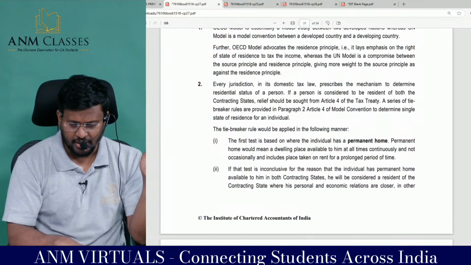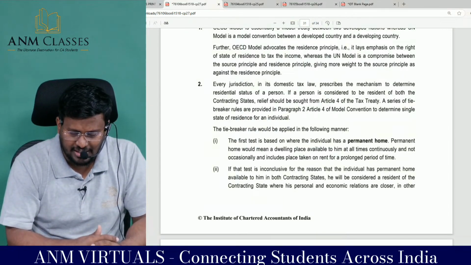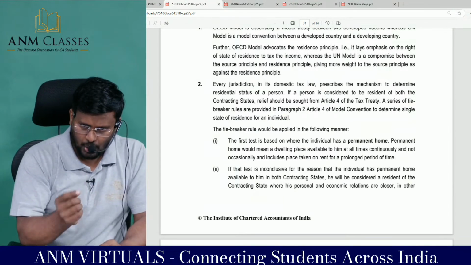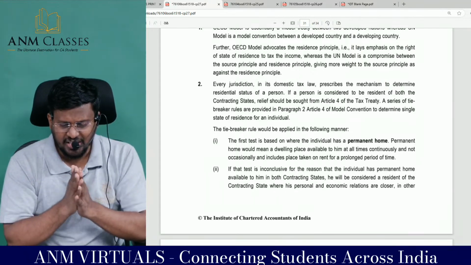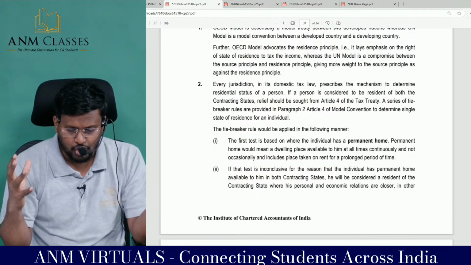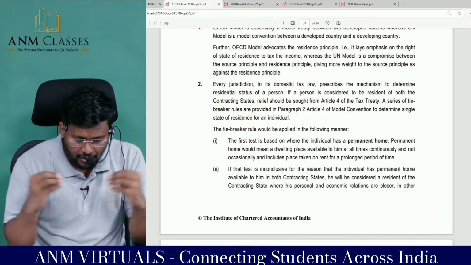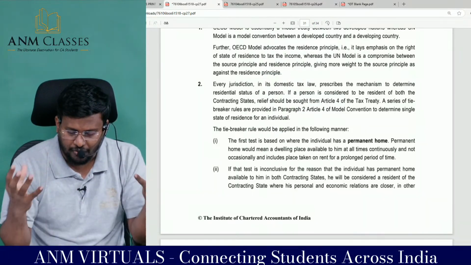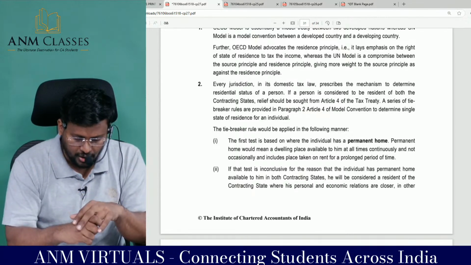Every jurisdiction in its domestic tax law prescribes the mechanism to determine the residential tax status of a person. First, you have to establish the residential status of that particular person. If a person is considered to be a resident of both contracting states, relief should be sought from Article 4 of the treaty. A series of tiebreaker rules are provided in para 2 of Article 4 of the model convention to determine a single state of residence for an individual.